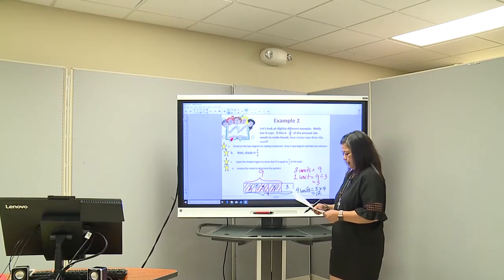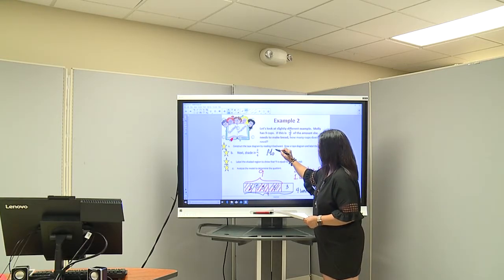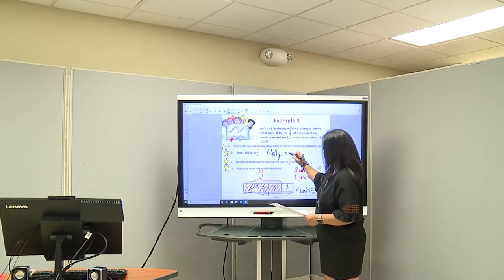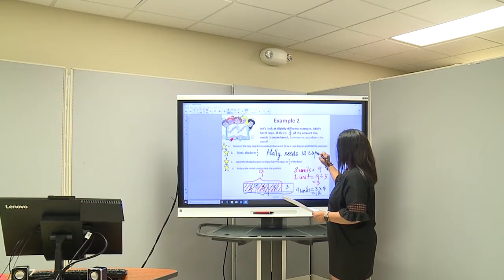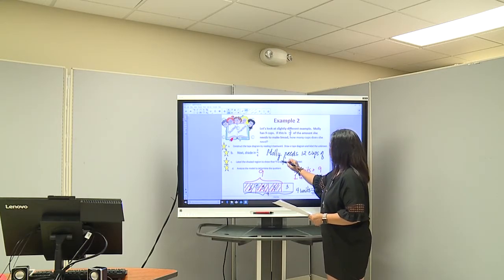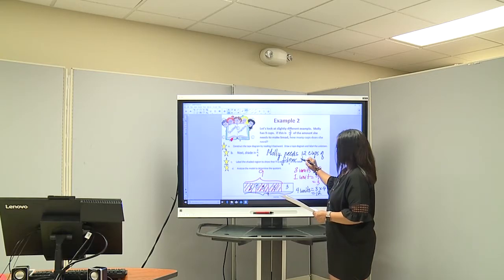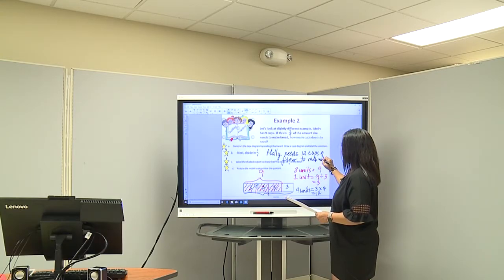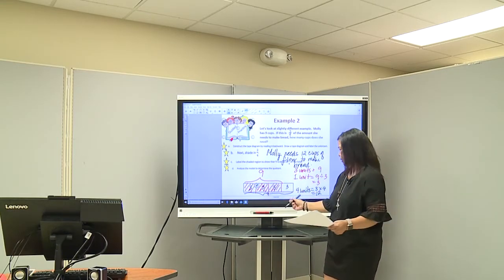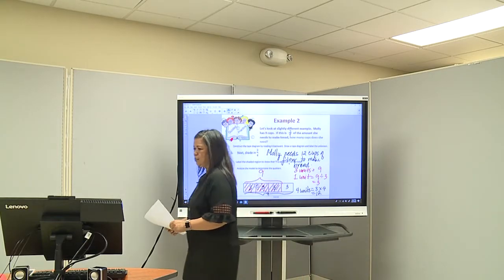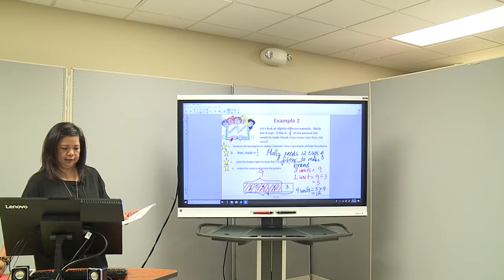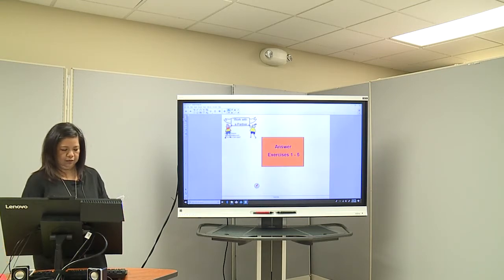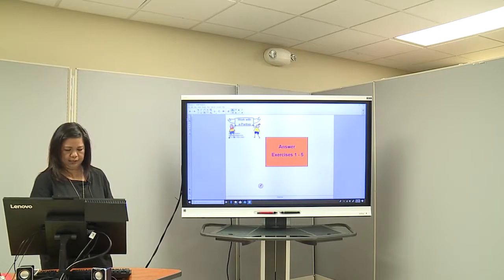So what does that mean? Molly needs 12 cups of flour to make bread. So in this problem, we are actually looking for the whole thing. Okay. All right, so that's a little different from the table that we just created. So let's continue. This time with exercises.